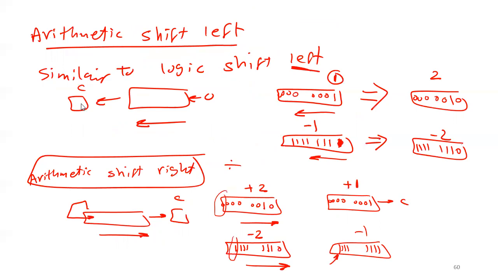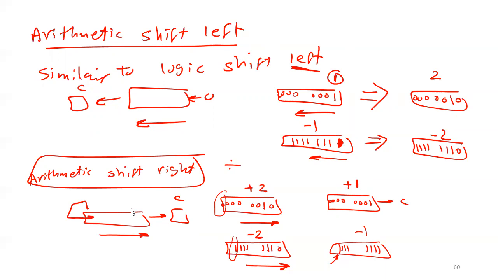So this is similar to logic shift left. The answer is yes. There is no difference between arithmetic shift left and logic shift left. They are exactly the same. In both cases, we shift with 0, and the last one is gonna come to here. Okay, this is in case of shift left. But shift right is different. Arithmetic shift right is different from arithmetic shift left, and from logic shift right.